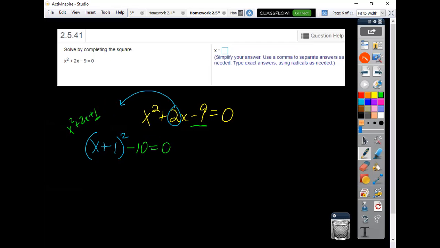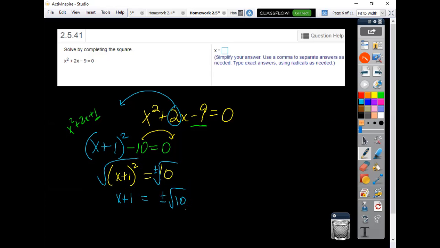So my equation would look like this, if you will. Add the 10 to the other side. Square root both sides to get rid of that square. Don't forget your plus or minus. Square root undid the square, so I just have x plus 1 remaining on the left, equals positive or negative square root of 10. Last but not least, subtract that 1 over.